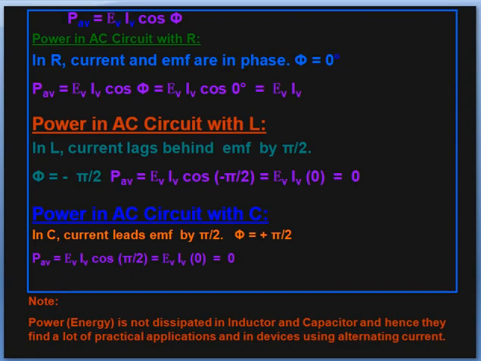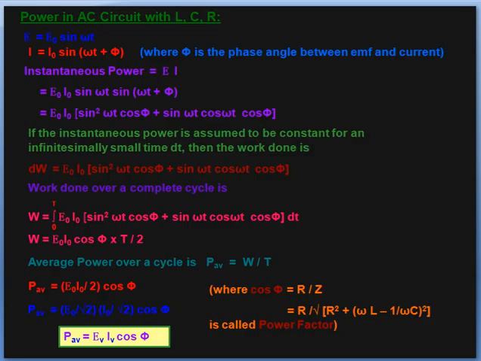Next, a very important concept is power in alternating current. I have also uploaded my own video on power in an AC circuit with LCR, so you should go through that video and then you can easily understand the concept of power in an AC circuit with LCR. Here E equals E naught sin omega t, and I equals I naught sin of omega t plus phi. We have taken the case of capacitive circuits.